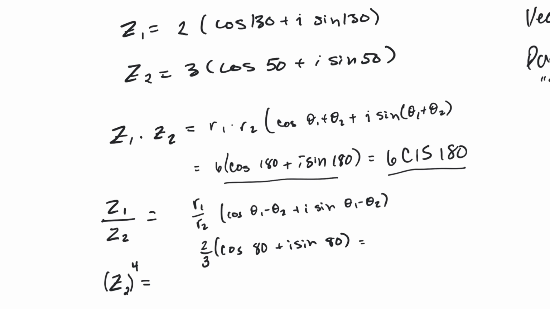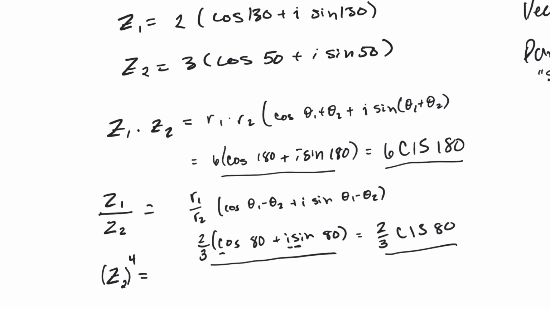And of course, the shorthand version of that is 2/3 cis of 80. Just in case you're curious, cis, that's where we get that. It's just a shorthand way of writing the answers. Either of those two methods are totally fine.